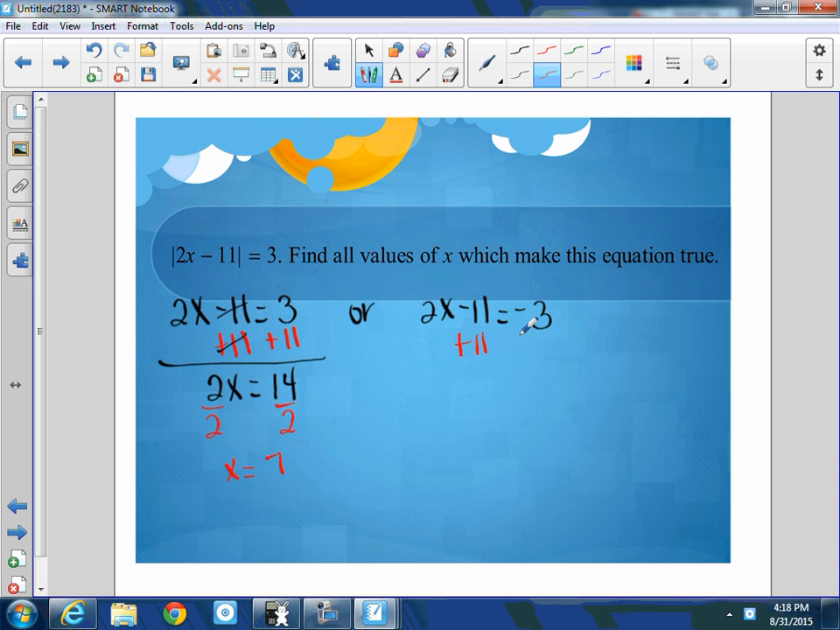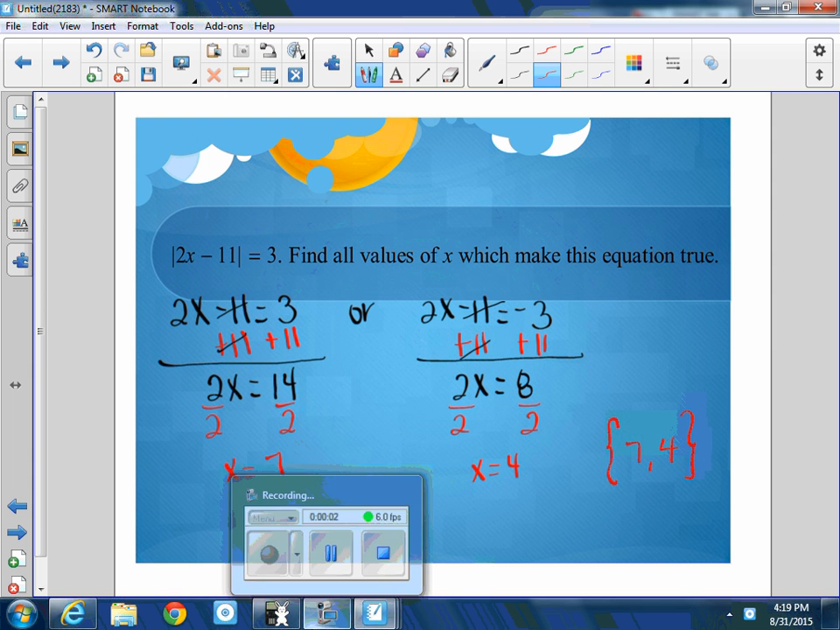Over here, we're also going to add 11. And that is also 0. But because you have a negative 3 plus 11, we're not going to add, we're going to take away, and that would be positive 8. Now we're going to divide by 2, and x equals 4. So the solution for this equation with absolute value would be 7 and 4.